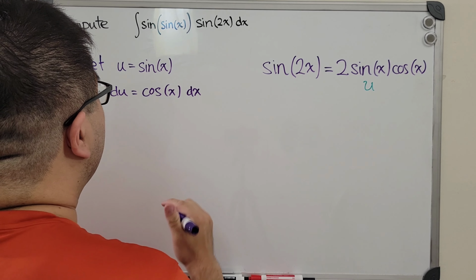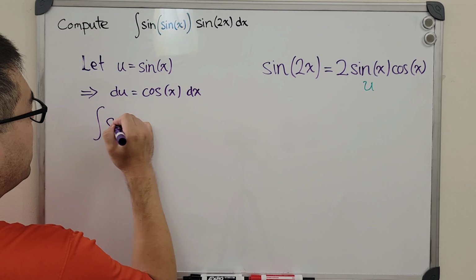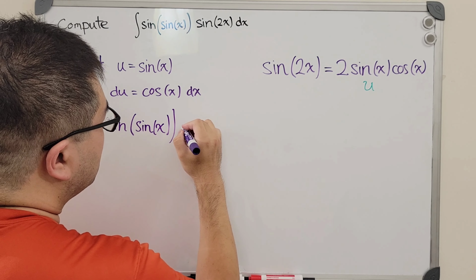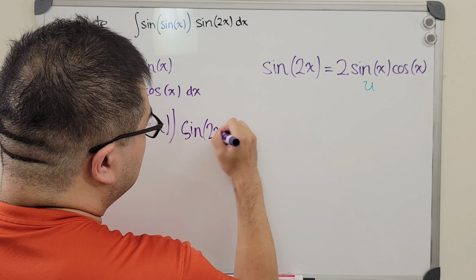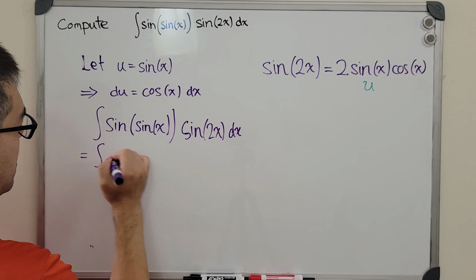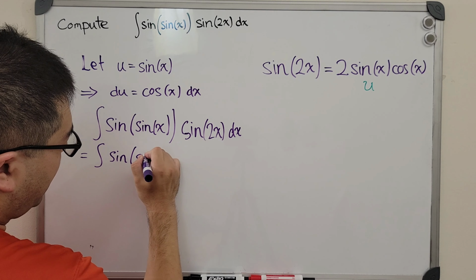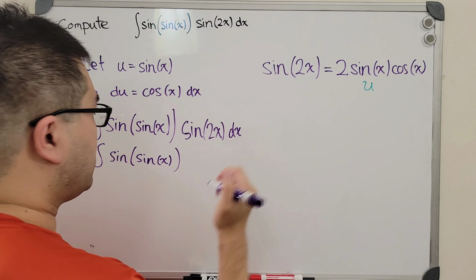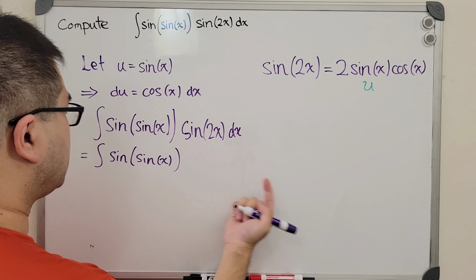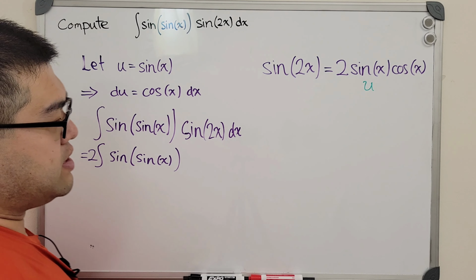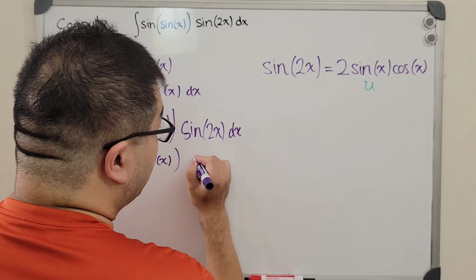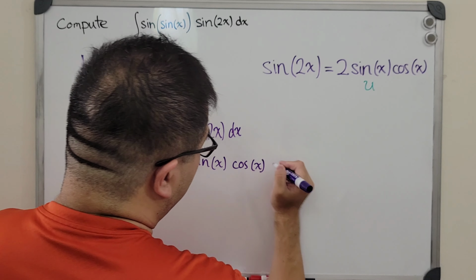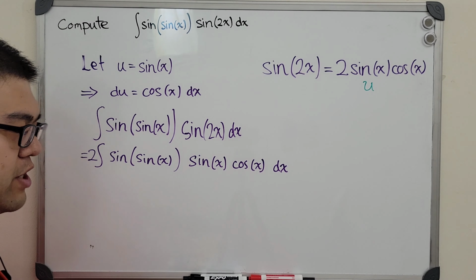And therefore, if we rewrite our expression, the integral of sine of x times sine of 2x dx is equal to the antiderivative of sine of x times, again, we said that sine of 2x is equal to 2 times sine of x times cosine of x. And we can just bring the 2 out since it's a coefficient. Then we will have sine of x times cosine of x, and right now we still have dx here.